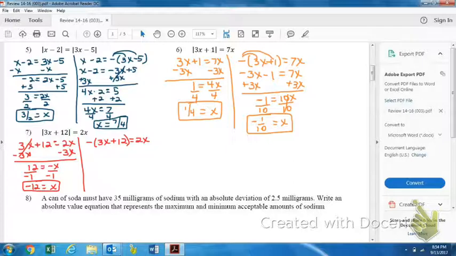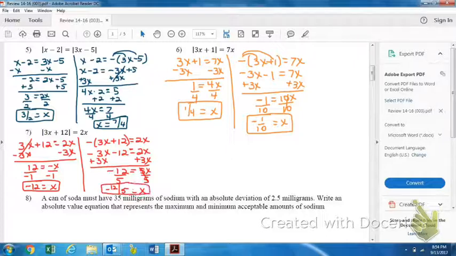On the negative side, that's going to be negative 3x minus 12 equals 2x. I'm going to add 3x to both sides, and you have negative 12 equals 5x. Divide both sides by 5. The 5's cancel, and you're left with x equals negative 12 over 5. There's your second answer.